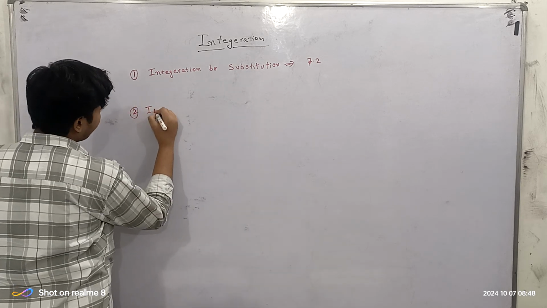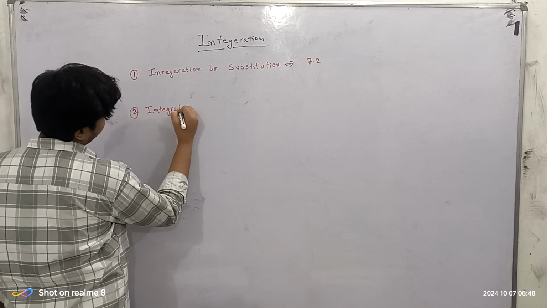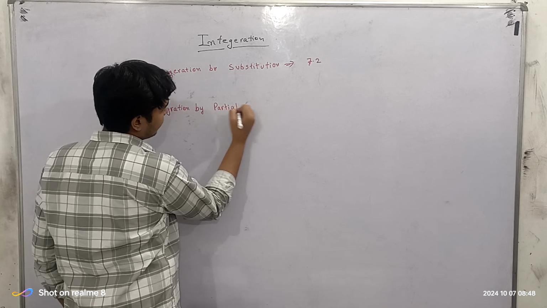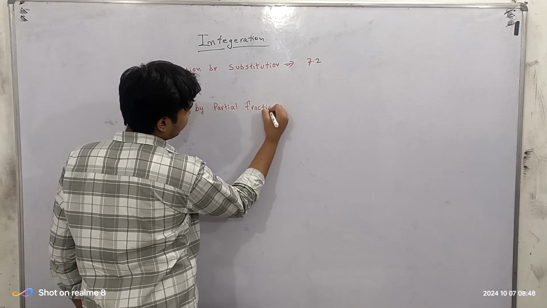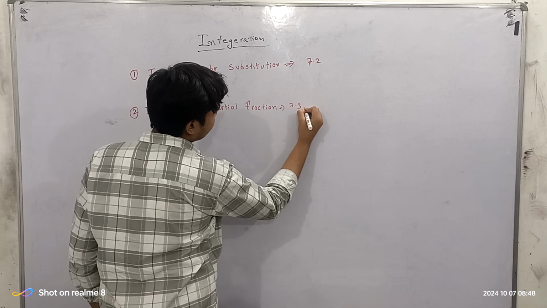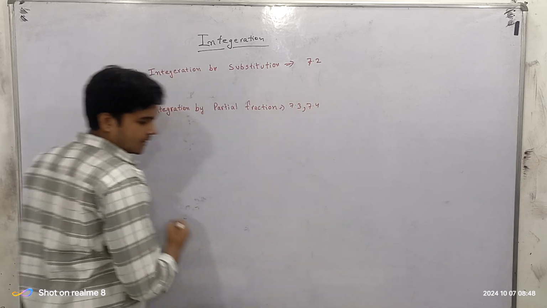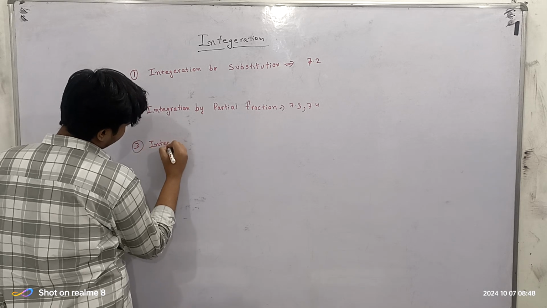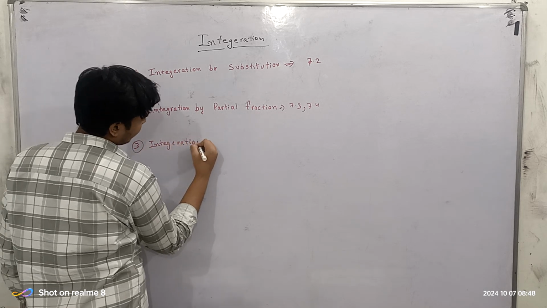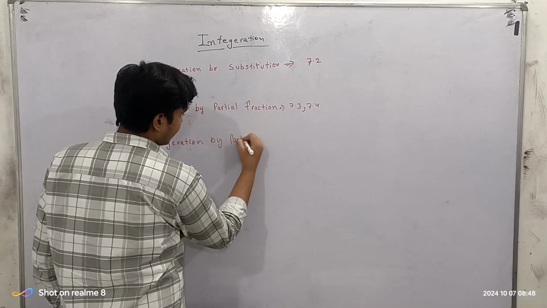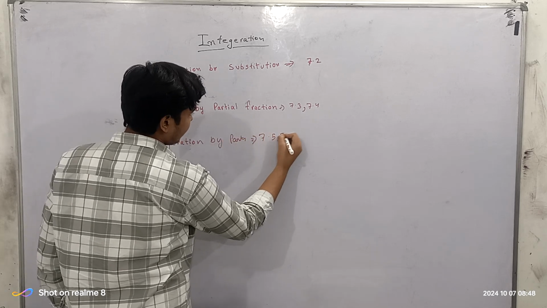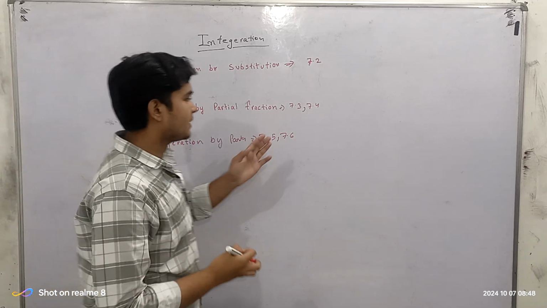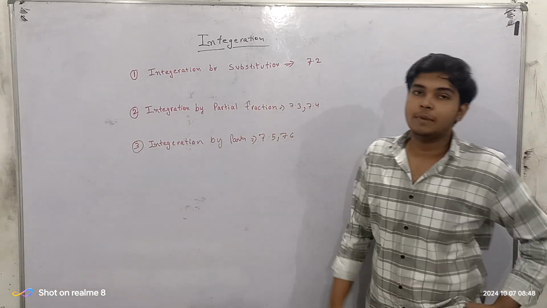Integration by partial fraction. This will be used in 7.3 and 7.4. And the third is integration by parts. This will be used in 7.5 and 7.6. We are going to discuss up to 7.6. These are the important formulas of the methods of integration.